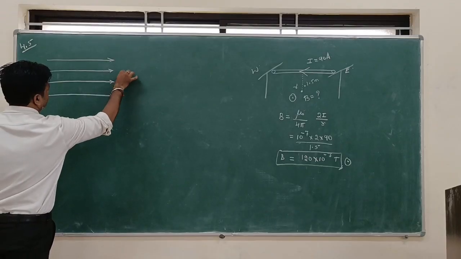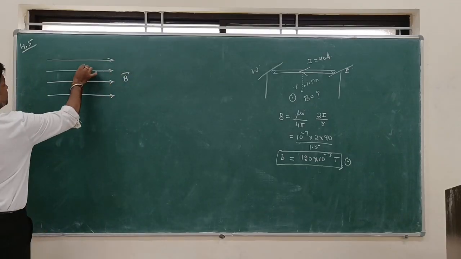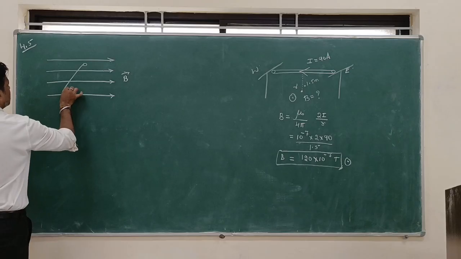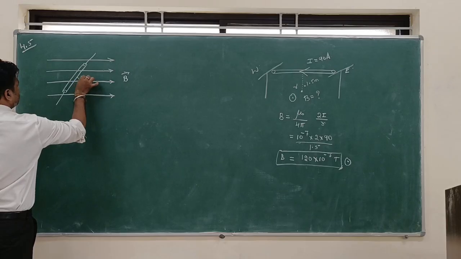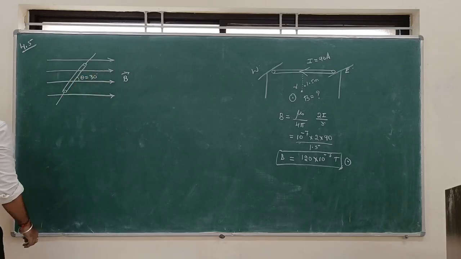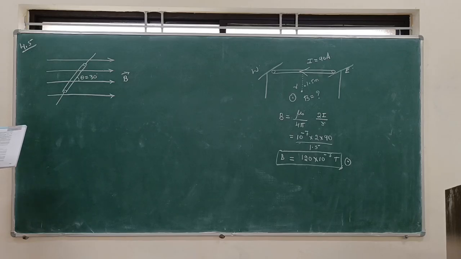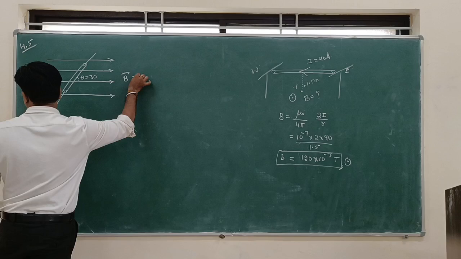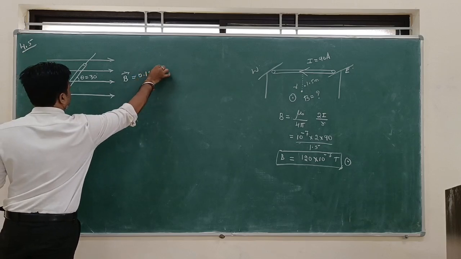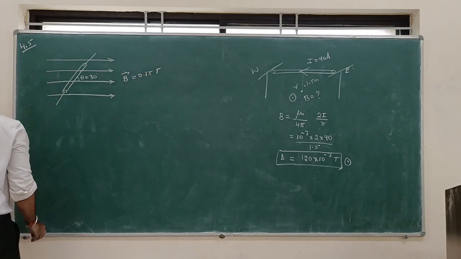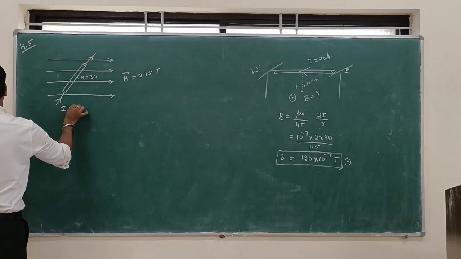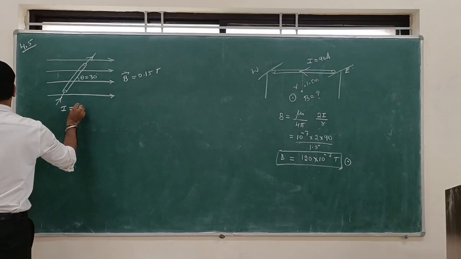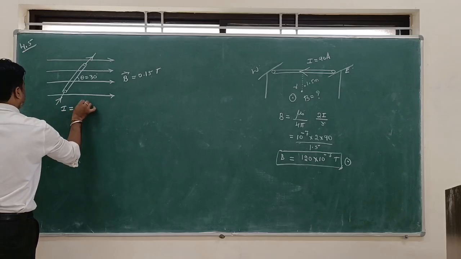Uniform magnetic field is given. How much angle is the current carrying conductor making? So this is making an angle theta is equal to 30 degree with the magnetic field. The strength of the magnetic field is how much? Strength is pretty low, 0.15 Tesla. And the current flowing in this wire is I is equal to how much? That is 8 ampere.